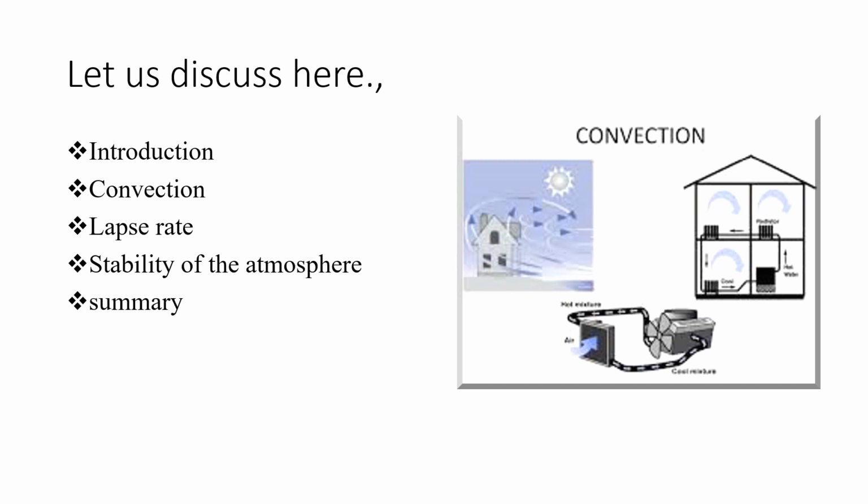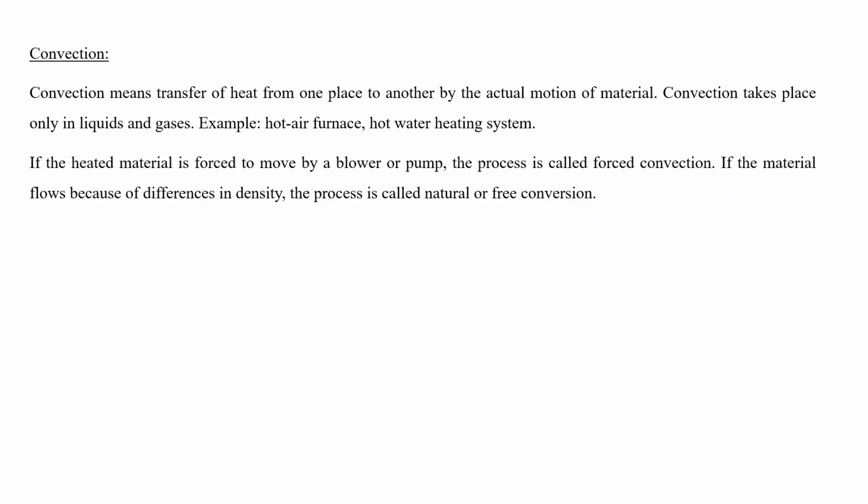So how to define convection? Convection means transfer of heat from one place to another by actual motion of material. This is called layer by layer heat transition. Convection takes place only in liquids and gases. Examples are a hot air furnace and hot water heating systems.